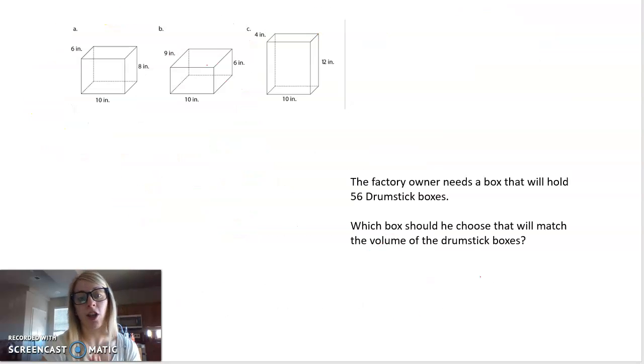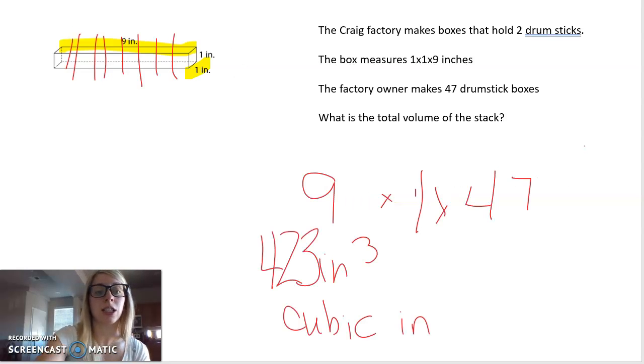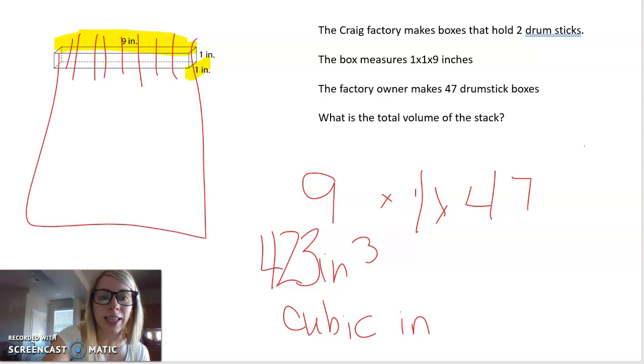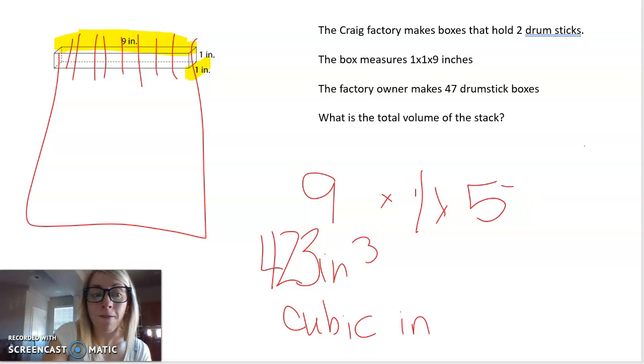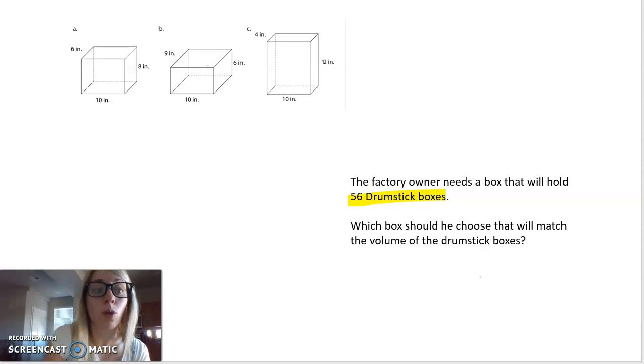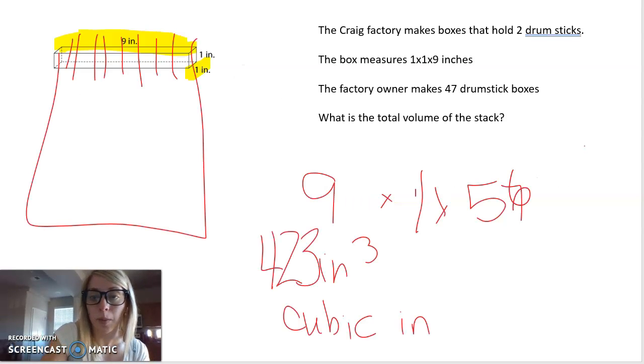This is the last question that you're going to be seeing on today's performance task. Now, we're not working with 47, we're not working with 48, we are working with 56 drumstick boxes. So it's our job to figure out the volume of 56 drumstick boxes. So we need to go back here. Remember, the 9 does not change, the 1 does not change. The only thing that's going to change is the height. So it's not going to be 9 times 1 times 47 this time. It's going to be 9 times 1 times 57, I believe is what we had. Oh, sorry, 56 is what we had, okay?